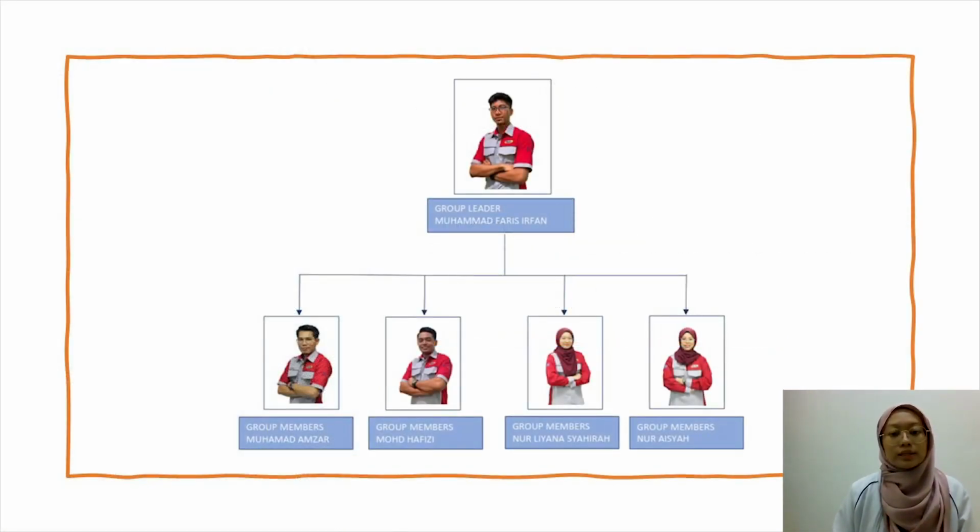This is an organization chart of our group consisting of 5 members, and our group leader is Muhammad Faris Irfan, while the group members consist of Muhammad Amzar, Muhammad Hafizi, Noor Aisyah, and myself, Liyana Syahirah. So the next slide will talk about the justification of product, which will be presented by our next group member. Thank you.